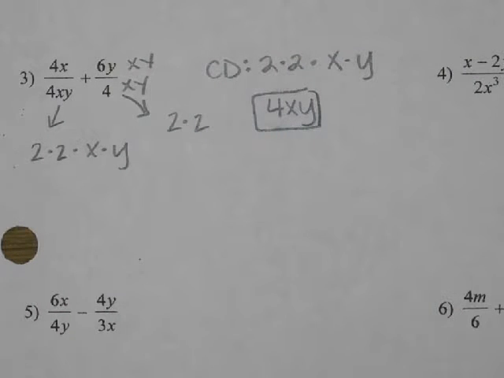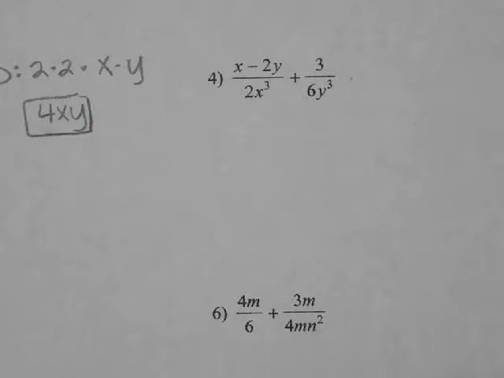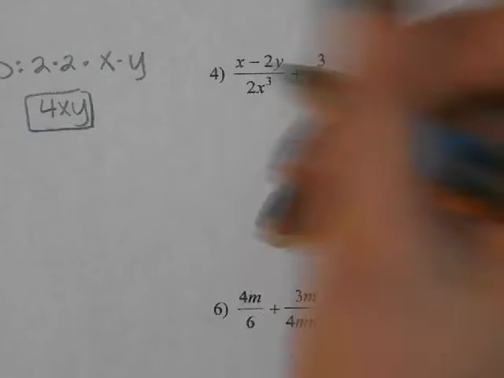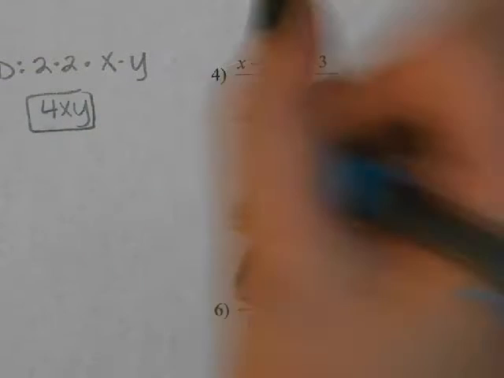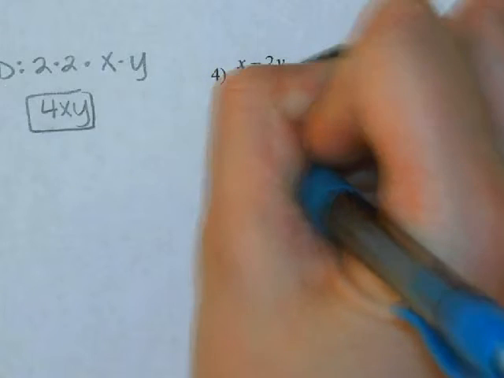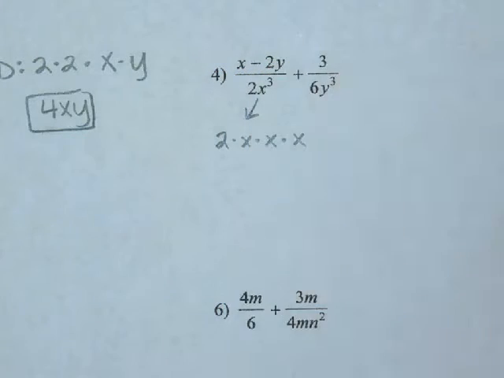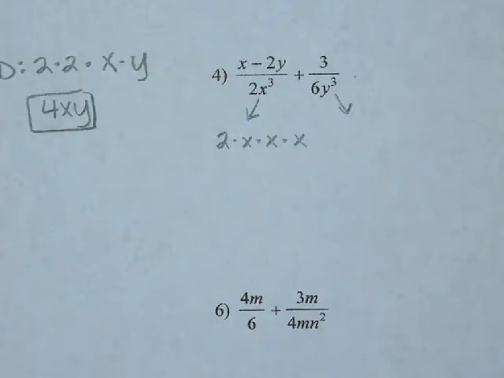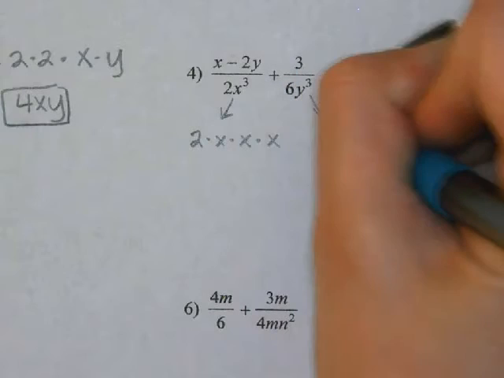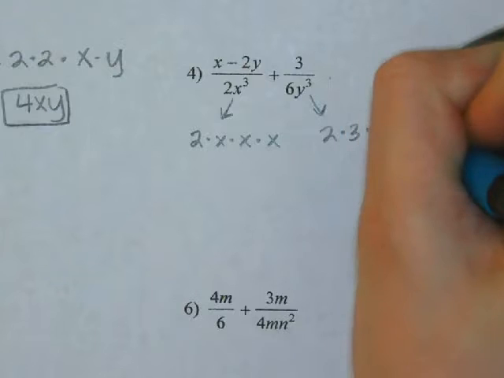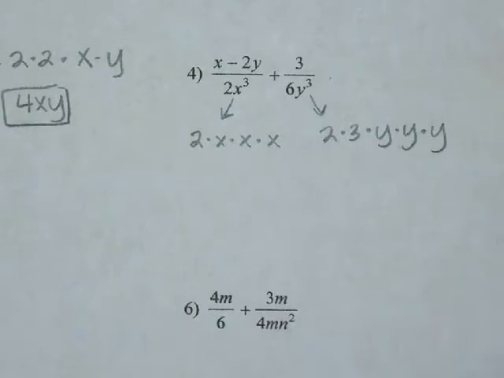Okay, let's try number 4. So what's the first denominator? Okay. And then what's the second denominator? 1, 2, 3. Okay.